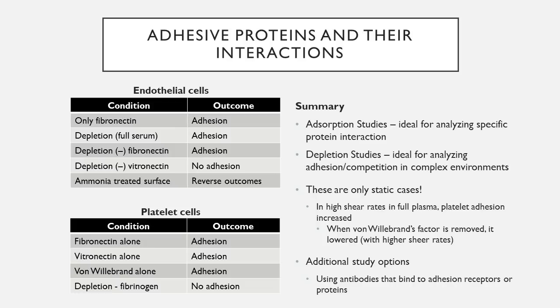So for instance, at higher shear rates, you can still remove fibrinogen and you're going to get adhesion because von Willebrand factor becomes a much more dominant adhesive protein at higher shear rates. It just has an ability to form and break adhesive bonds with cells much more quickly than fibrinogen. There are also possibilities for other kinds of tests where you introduce antibodies that are specific to certain adhesion receptors that effectively block them. And then by blocking those, you can do a pseudo depletion study without actually having to remove that particular protein from the serum.